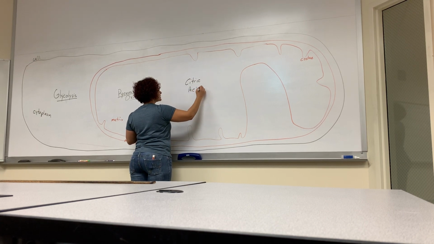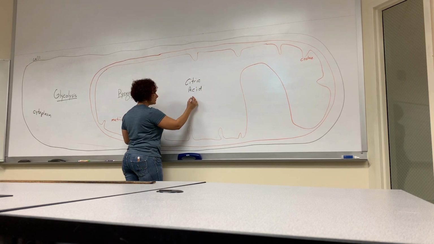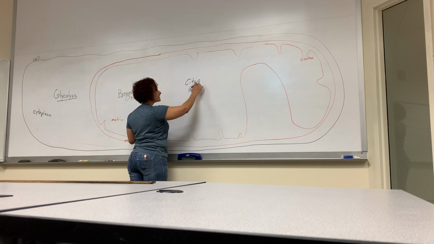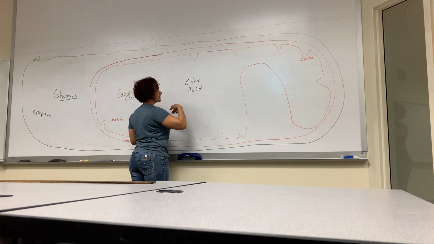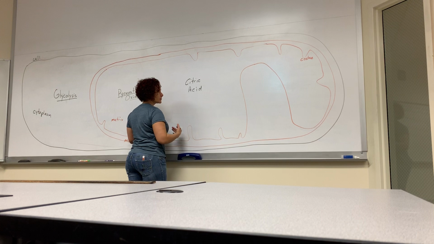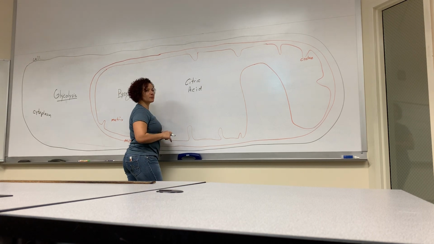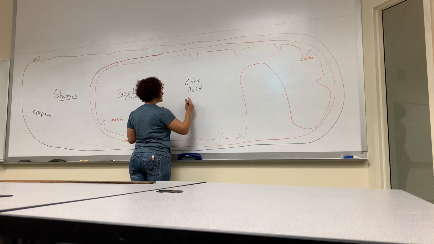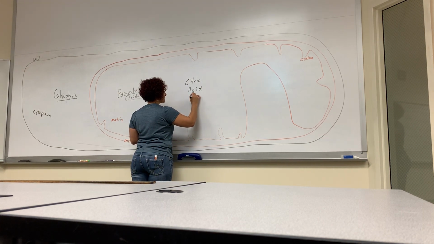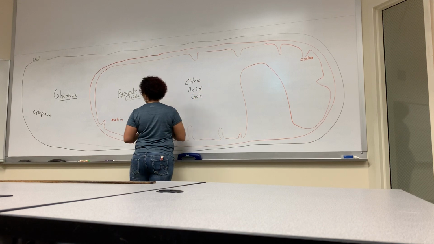Citric acid cycle is also known as the Krebs cycle. Citric acid is referring to a molecule that is in there. Krebs cycle is referring to the person who discovered it. And there's also triacetyl something cycle. You don't really see it being referred to that too often, but sometimes you do. So citric acid cycle, CYCLE.